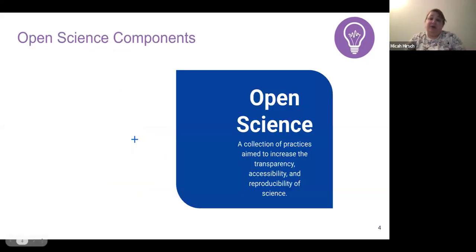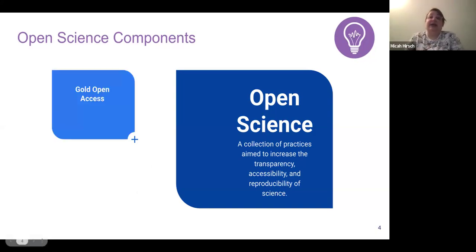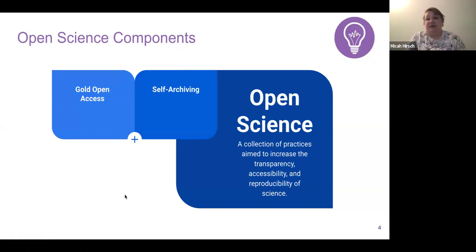To go a little more in depth on what open science is, again, these practices aim to increase the transparency, accessibility, and reproducibility of science. There are a couple of different practices that can fall under that. In the past, CSDisseminate has spent a lot of time talking about things like gold open access or self-archiving. Gold open access refers to making your papers open access, usually by paying a fee to a publisher to allow it to be published as an open access article. Self-archiving is a related practice, but instead of paying a publisher fee, this is you posting usually a preprint or postprint version of your manuscript on some type of online space, like your own personal website or a platform like Open Science Framework.